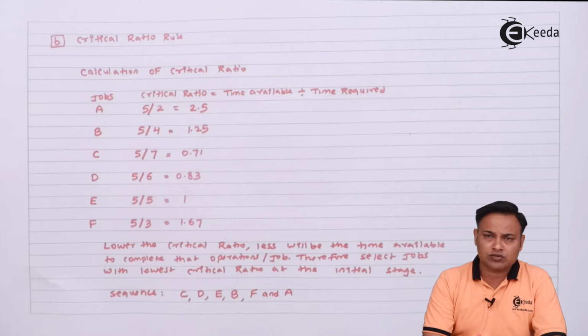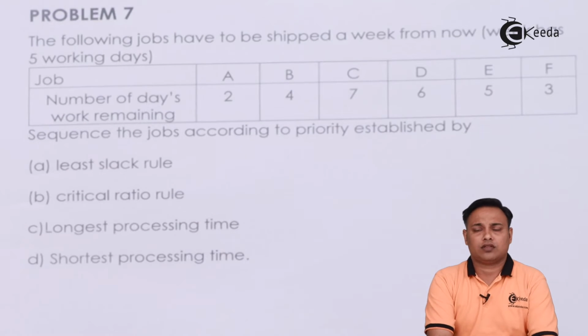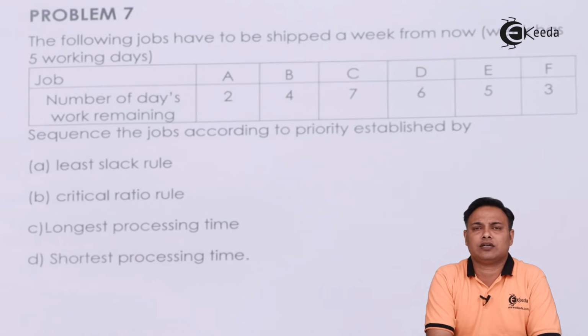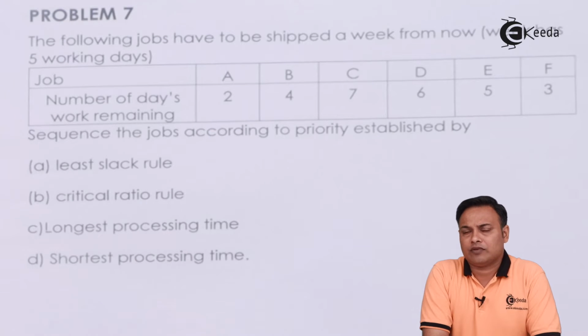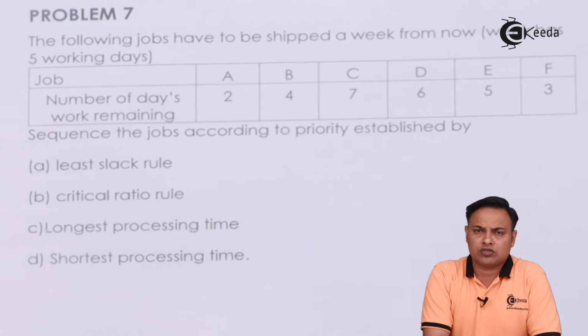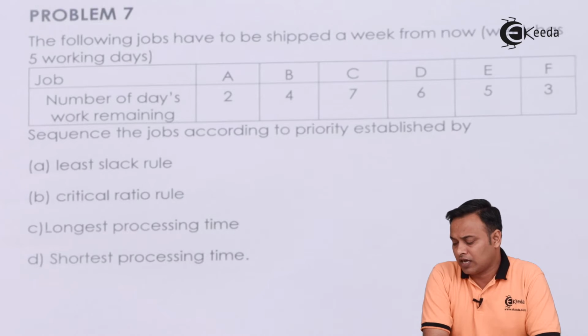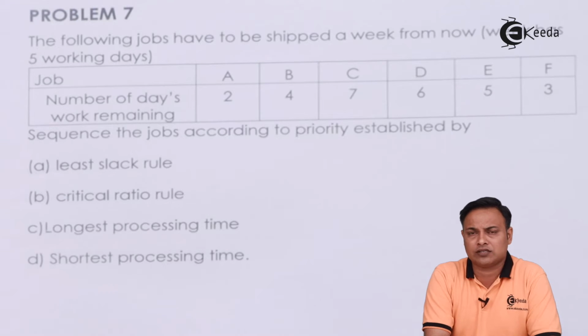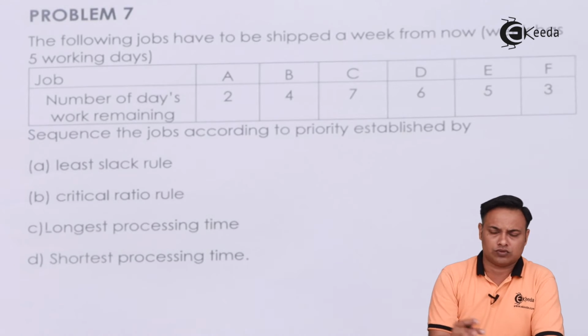So this was based on the critical ratio. The third method they have discussed is the longest processing time. Under this method, we give the first preference to those operations which take the highest time. Whereas under the last method, the shortest processing time, we go exactly vice versa. That is, those operations or jobs which take the lowest time are given the first preference. Let's work out the calculations for C and D options.